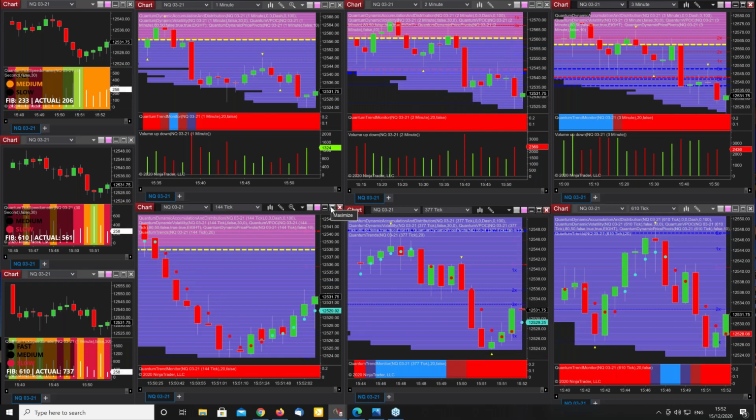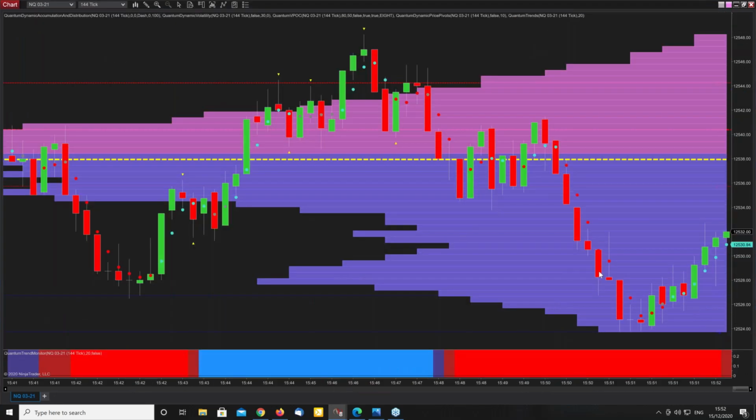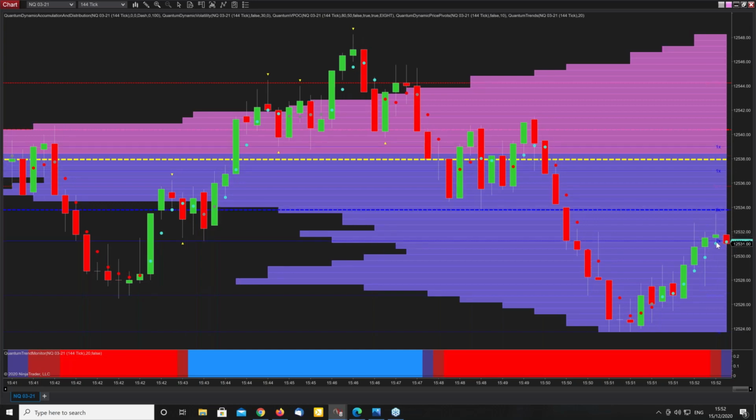Let's just pop this up full size. There we go. Nice move to the downside. The trend monitor keeps you in bright red. We're now starting to see a transition. Why? Because the trend dots have changed. They've changed to blue. They've also moved to the underside.